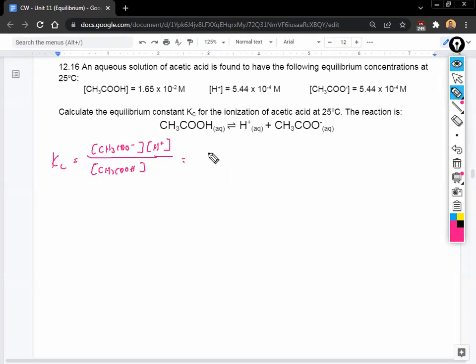Okay, so on the top, we'll be plugging in 5.44 times 10 to the negative 4, and then plugging in 5.44 times 10 to the negative 4. So you could have squared it if you wanted to. Whatever's comfortable for you guys, but I know some of you like seeing everything spread out, so I'll just leave it like that. Okay, and then we'll put 1.65 times 10 to the negative 2 on the bottom. And I love saying this because I got beat up for saying it when I was a kid, but according to my calculations, 1.794 times 10 to the negative 5 is what I got.